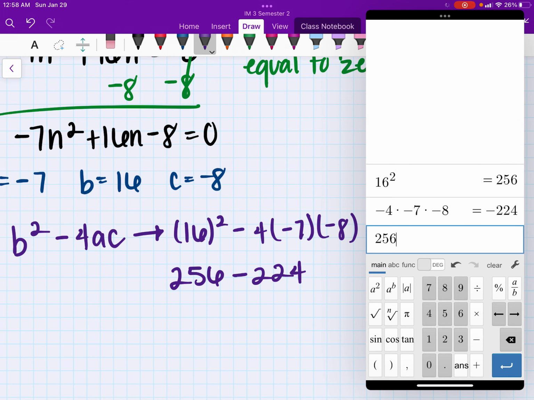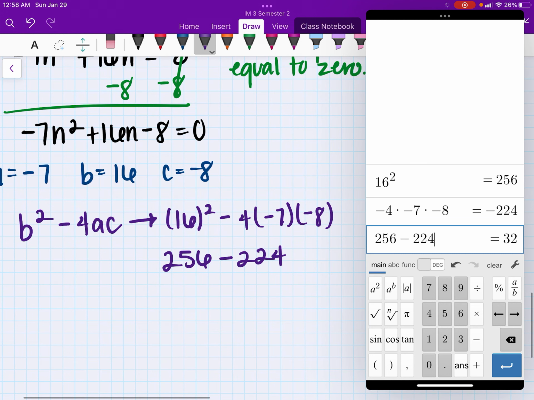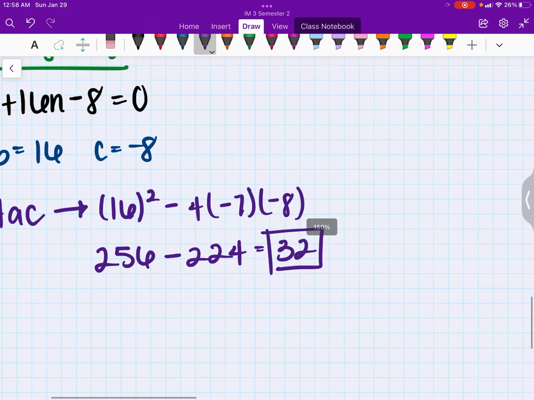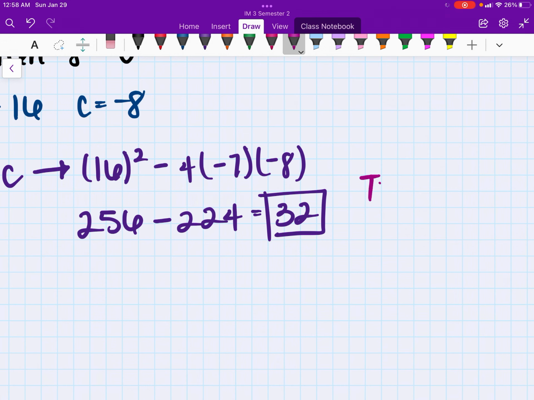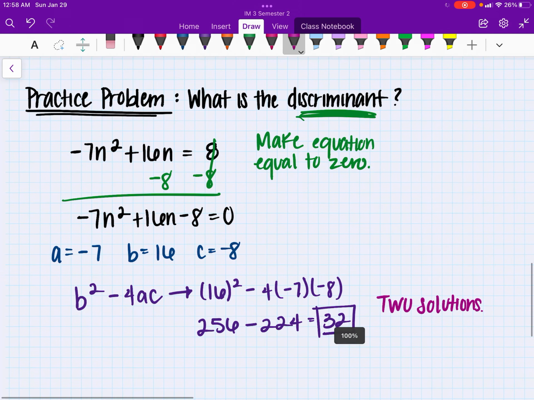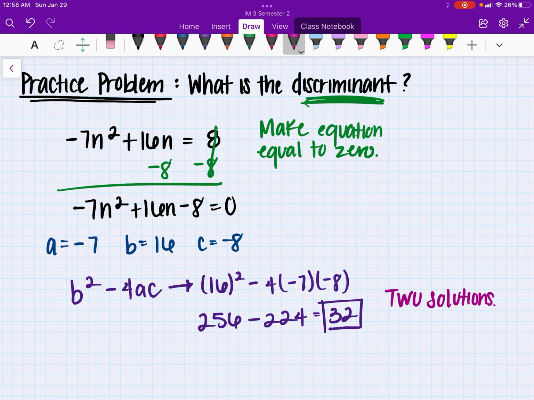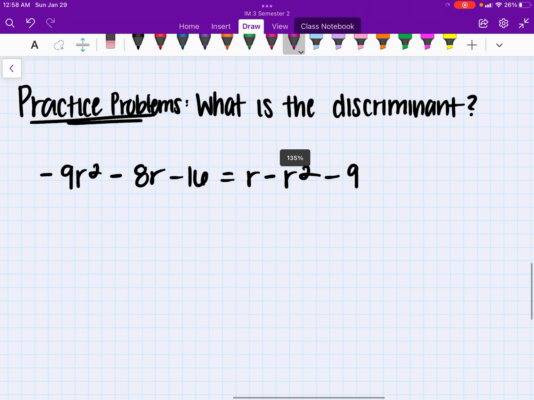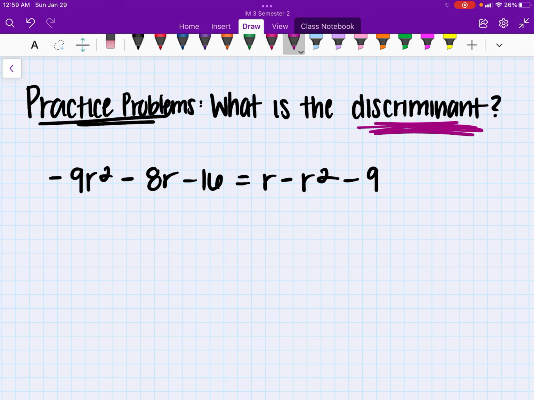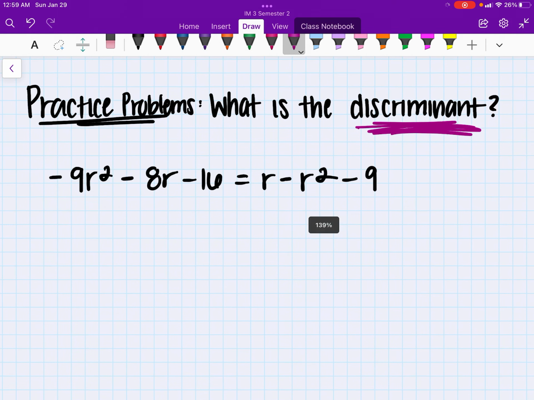All right, now let's go ahead and subtract these. 256 minus, not multiply, minus our answer. Sorry. Minus 224 is going to be 32. So that there is the value of the discriminant. Because it's a positive number, we should be expecting 2 solutions. So in this case, that would be that last problem. Next problem for you is going to be this practice problem. You do have to find the value of the discriminant and then determine the number of solutions here. Remember, make sure to make your equation equal to 0 and combine like terms.